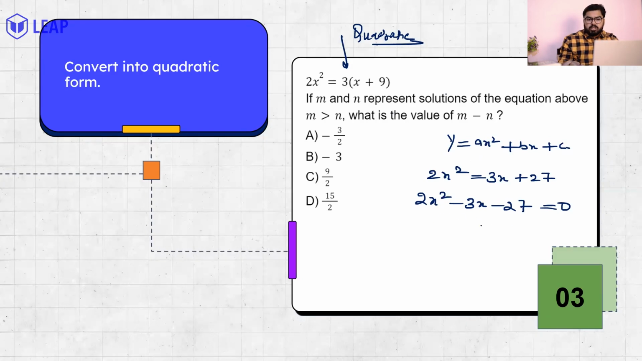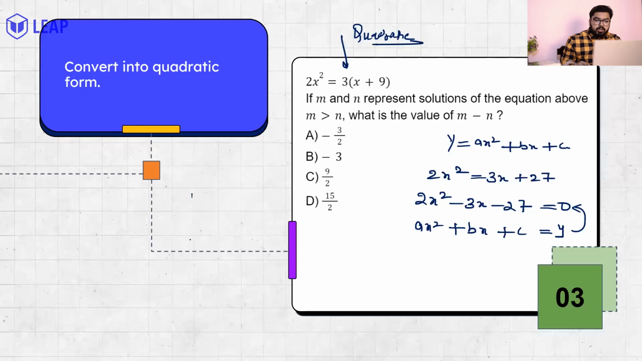If you're just going to compare this with y equal to ax square plus bx plus c, then what is y? Y is 0, which means in this equation, y is 0. So you have to solve the value of x where y is 0. Now the value of x where y is 0 is known as what? Think about it. The value of x where y is 0 is known as the x-intercept of the function.